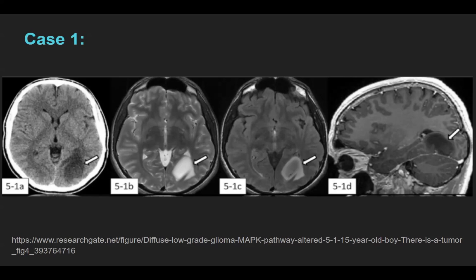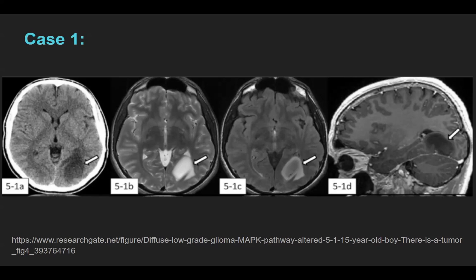51A. This is the axial cut, CT scan brain showing a hypodense area at the level of the left parietal lobe, ma'am. No, it's occipital. It's almost the occipital lobe. 51B is the same lesion corresponding to the same location.